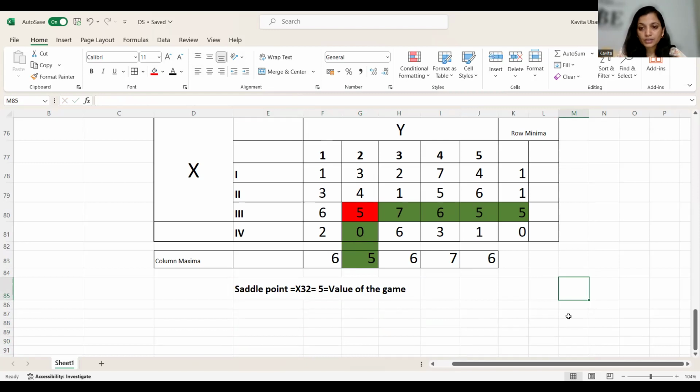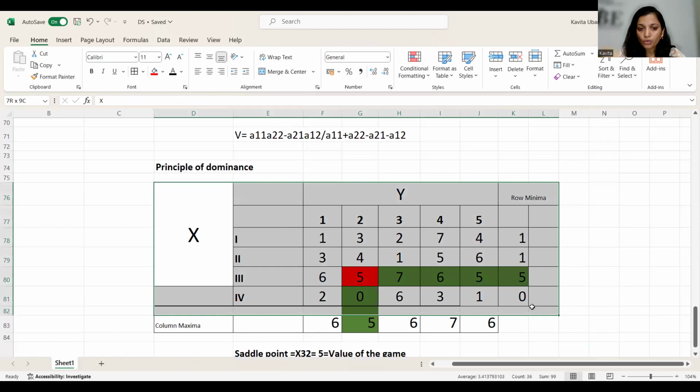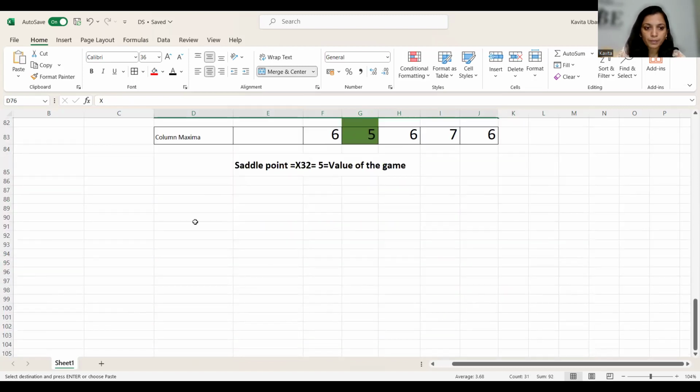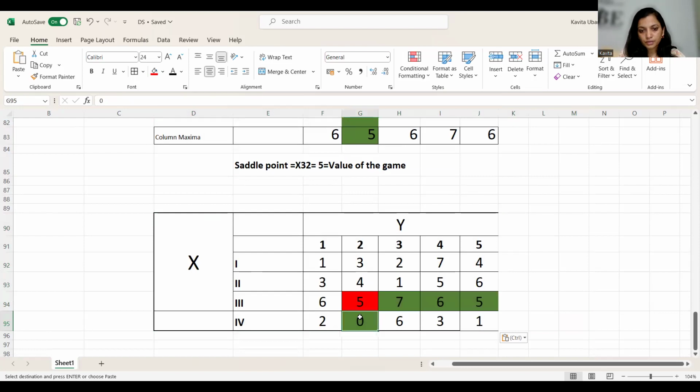Now we can apply the principle of dominance and get the value of the game. Now I am going to tell you how to apply the principle of dominance on the same matrix and how we will get the value of the game by applying the method of dominance.